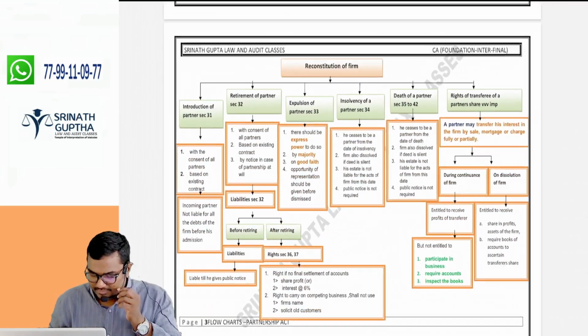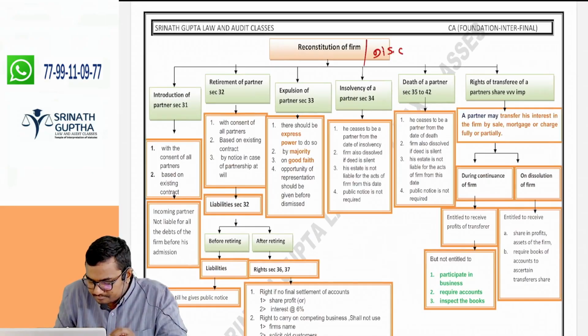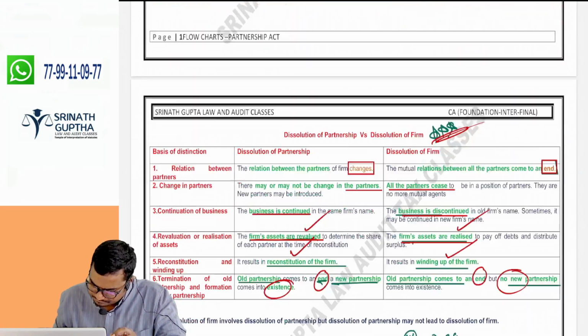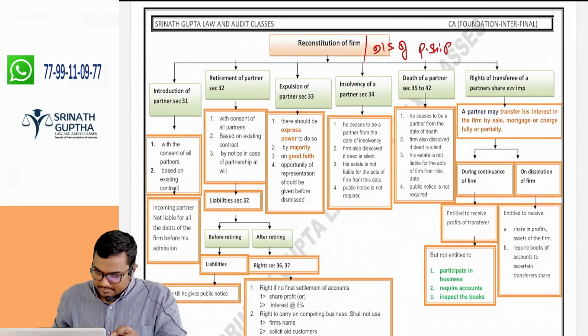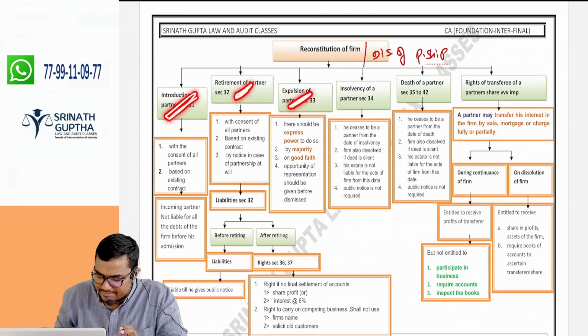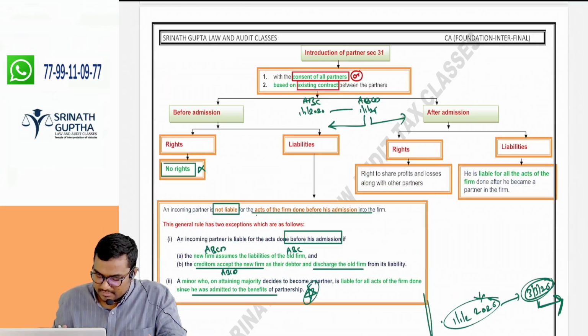Next, the constitution of the firm and dissolution of the partnership. Dissolution of partnership will happen in 6 ways. How many ways? Introduction of a partner, retirement of a partner, expulsion, insolvency, death, and transfer of rights. First one, introduction of a partner.